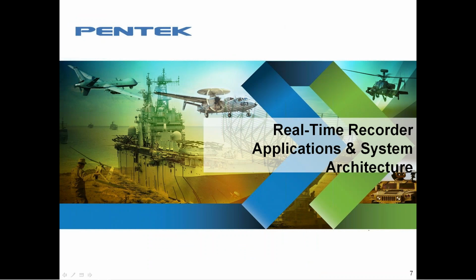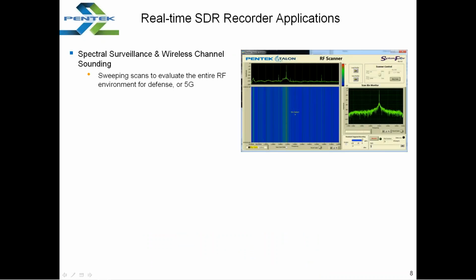Now, real-time recorder applications and system architecture. So what's an application that one might use a real-time recorder for? Well, it could be spectral surveillance and wireless channel sounding. So you might want to take some sweeping scans to evaluate the RF environment for a defense-related application or a 5G commercial one. If you look to the right, you see an API for our SystemFlow software, and you see a frequency domain plot, a spectral shot, and a waterfall diagram when you want to review large long-term amounts of data.